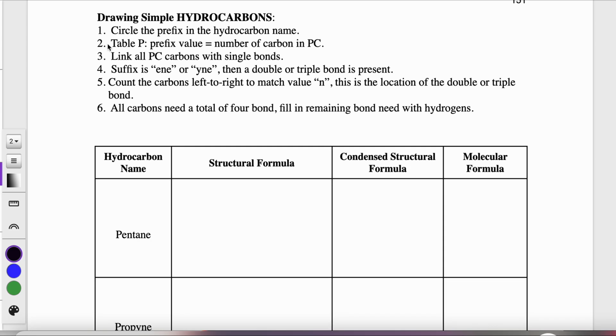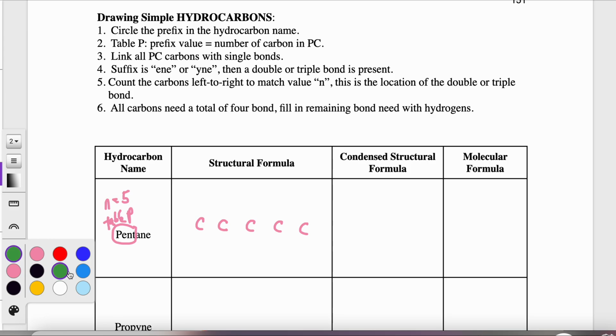So step 1, circle the prefix in the hydrocarbon name. When I take a look at this hydrocarbon name, it says pentane. So I am circling that, and I go to my table P. In table P, I find pent. So that means we have 5 carbons in the parent chain. So I'm just going to draw my 5 carbons. 1, 2, 3, 4, 5.